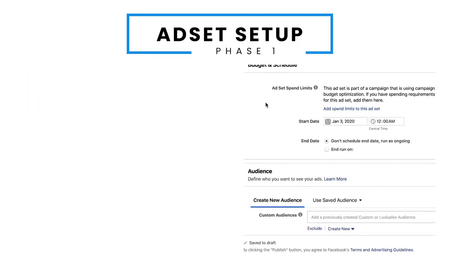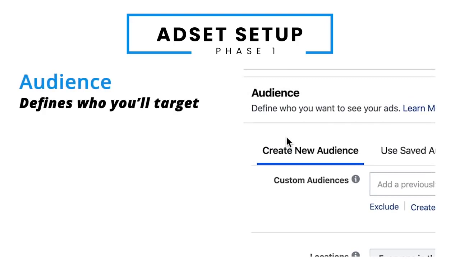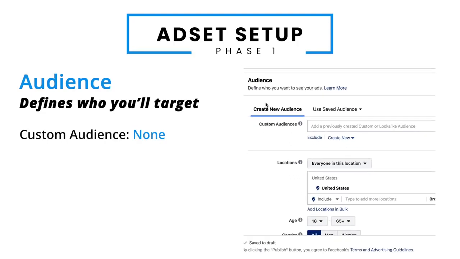Now let's talk about the most important part of creating an ad set: selecting your audience. In this section, you will define exactly who you want to target within your advertisement. Your first option is to enter a custom audience. These are audiences that are only available to you, and you'll need data before creating one, so leave it blank for now. We'll use this section once we get to scaling.